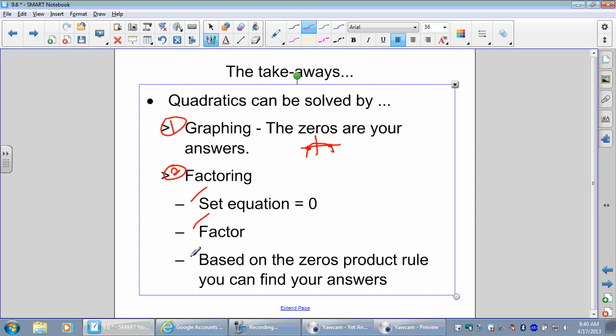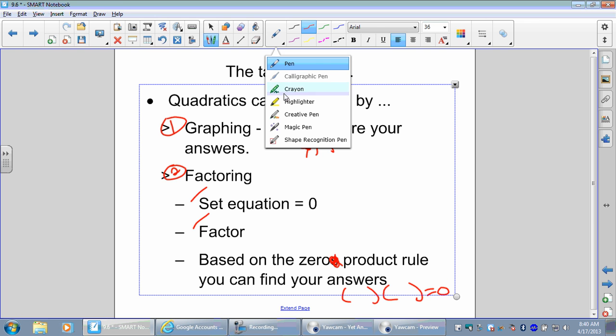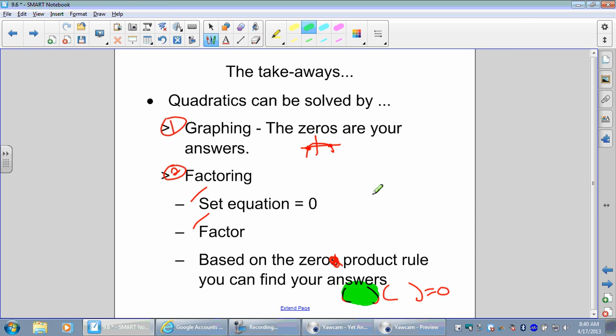We need to factor the expression, and then based on the zero product rule, we should be able to find our answer. If something times something equals 0, we know that either this thing is 0 or this thing is 0. And those are what I call our mini equations. All right, so those are the takeaways. Understand that, you'll have a good chance to start being successful in this next unit where we're going to learn a lot of different ways to solve quadratics.